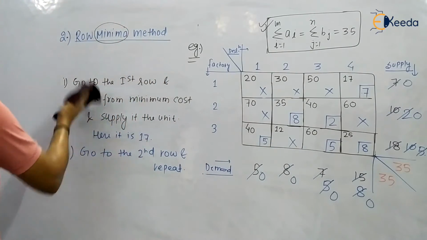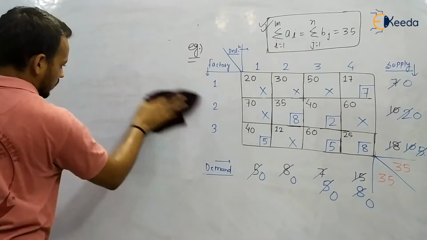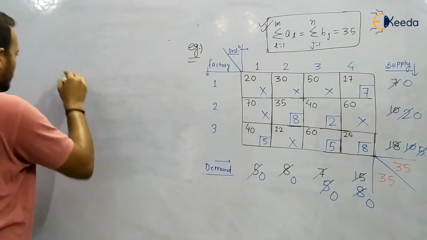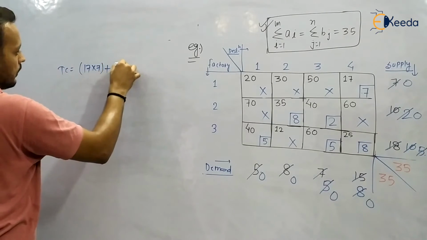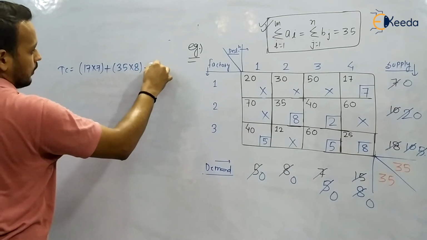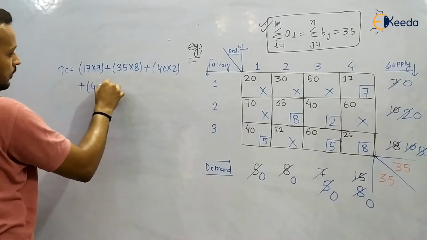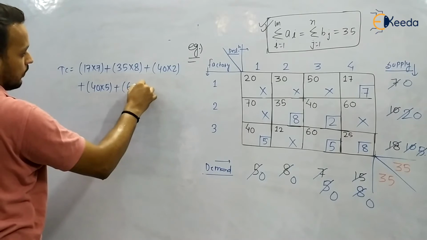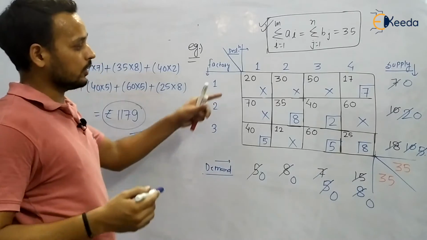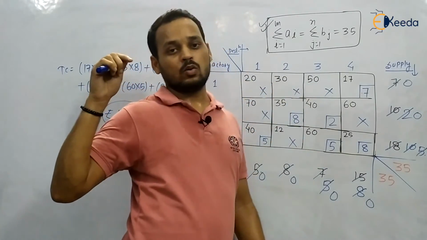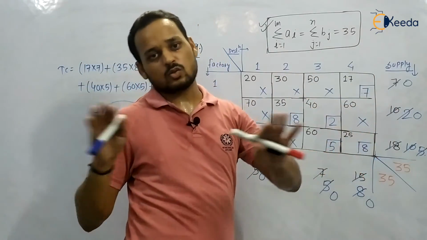Okay. So very simple method. Just calculate the cost and add it. So the total transportation cost is going to be 17 into 7 plus 35 into 8 plus 40 into 2 plus 40 into 5 plus 60 into 5 plus 25 into 8. Okay, so very simple. Go to each row and supply to the minimum value. Try to complete all the rows. When you are left with 0 units, then move to the next row and repeat the steps.